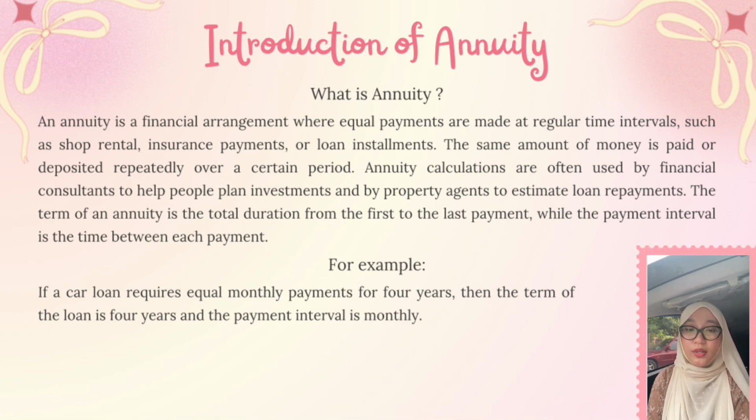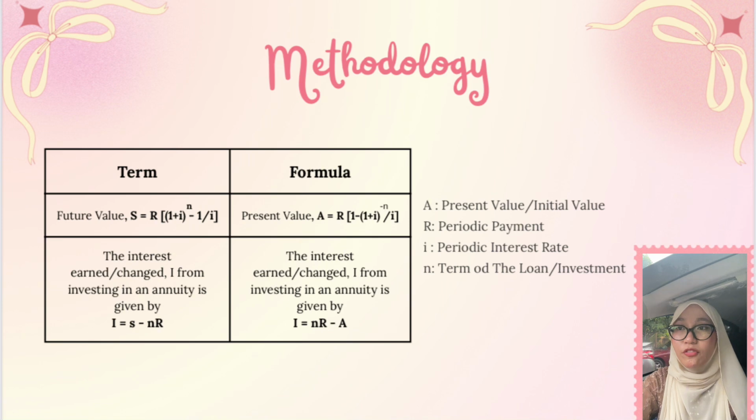loan repayment. The term of an annuity is the total duration from the first to the last payment, where the payment interval is the time between each payment. For example, if a car loan requires equal monthly payments for 4 years, then the term of the loan is 4 years and the payment interval is monthly. For this methodology, we use annuity formulas to calculate the value of periodic payment over a certain period of time.